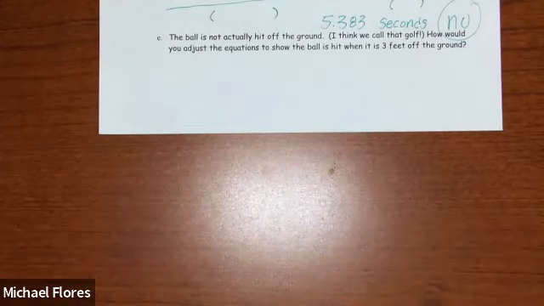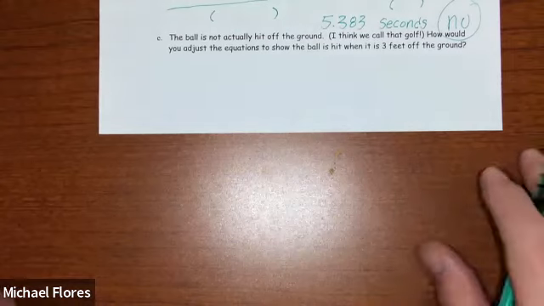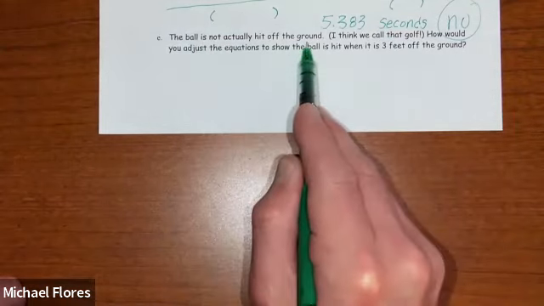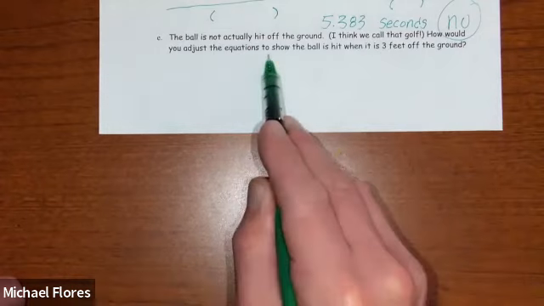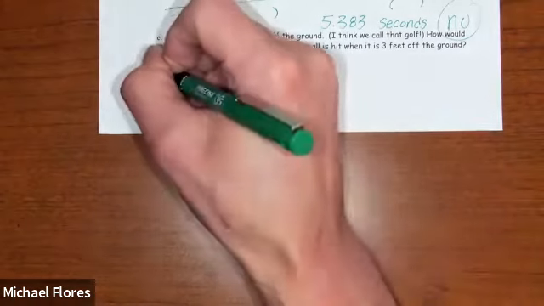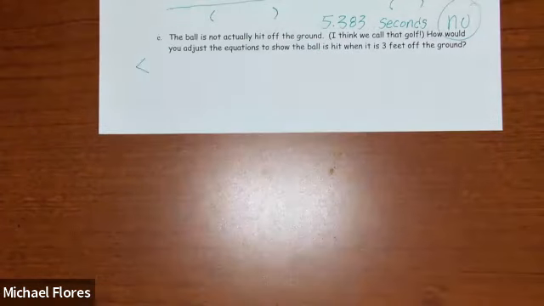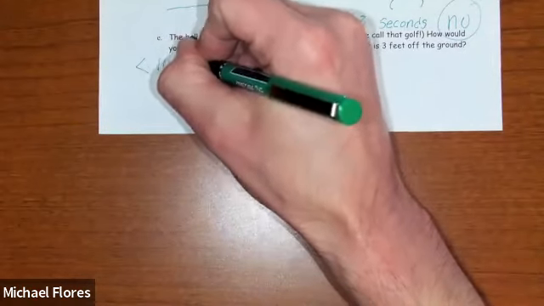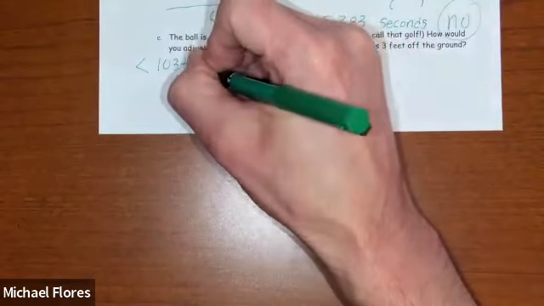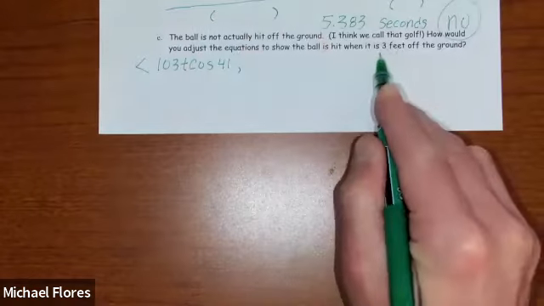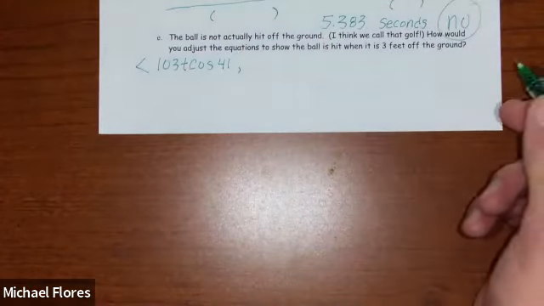So realistically, the y equals portion of our parametric equation doesn't actually match what happens in baseball. The ball is not actually hit off the ground. That's usually golf. How would you adjust the equations to show the ball is hit when it is 3 feet off the ground? Well, the x equals portion of our parametric equation is going to be the same. It's still going to be 103t cosine 41. That height difference is going to impact the y equals portion.